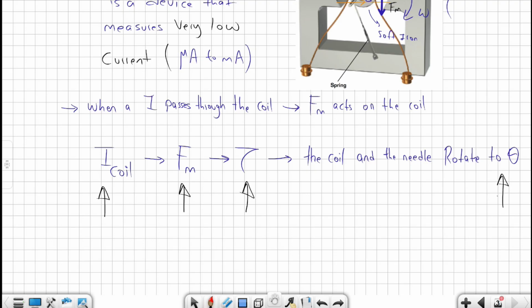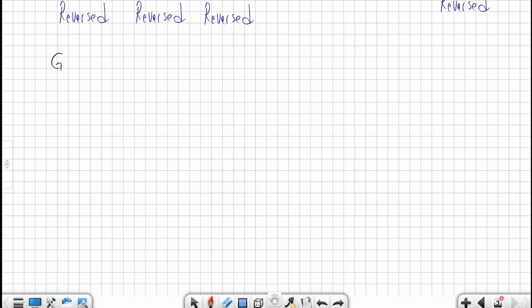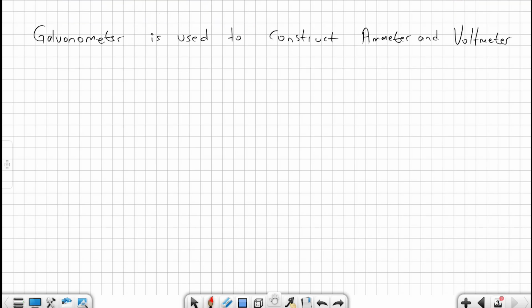But what happens if I reverse the direction of the current? If the direction of the current is reversed, the magnetic force will be reversed, the torque will also be reversed, and the angle will also be reversed, so it will deflect to the negative side. Galvanometer is used in the construction of both ammeter and voltmeter. Ammeter is a device that is used to measure current. Voltmeter is a device that is used to measure potential difference.